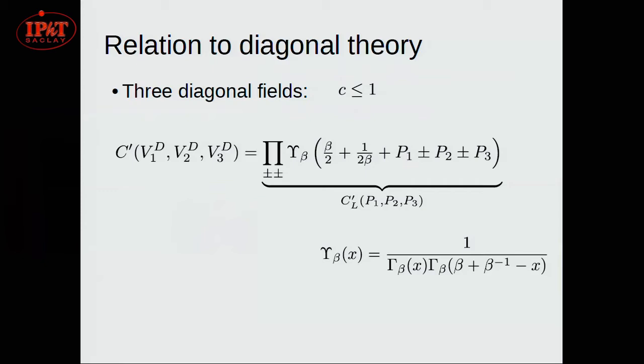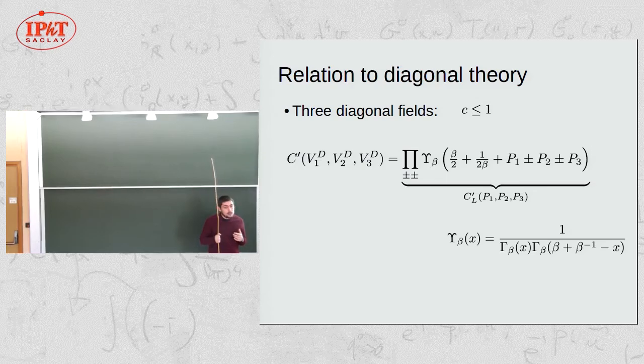So now that we have a solution, we can ask what is the relation of this solution with those known for the diagonal case. So the first thing we do, now restricting ourselves to c less or equal to 1, is we evaluate our ansatz on 3 diagonal fields, and we find that it can be expressed as a product of upsilon functions, which are a combination of double gamma functions, which happens to be the 3-point structure constants for Liouville theory with c less or equal to 1.